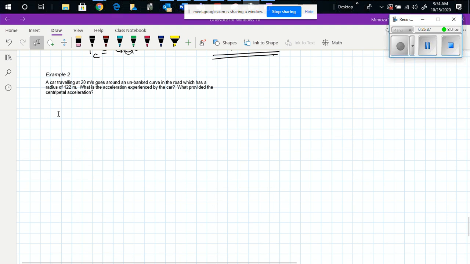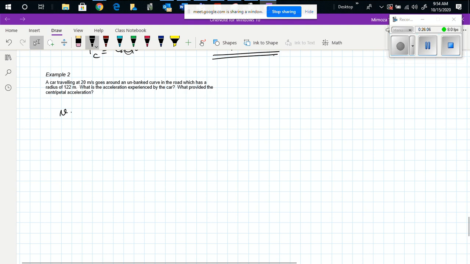Clear? Okay. So let's take a look at this example here. A car is traveling at 20 meters per second, goes around an unbanked curve in the road, which has a radius of 122. What is the acceleration that the car is experiencing? What provided the acceleration, centripetal acceleration?